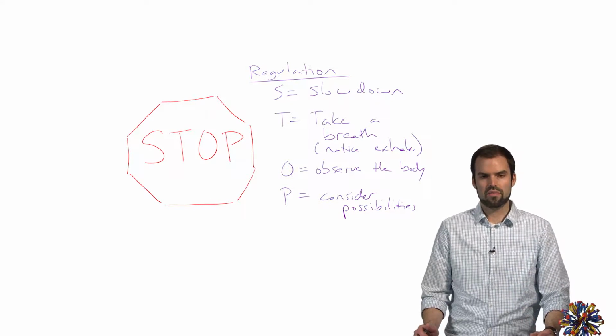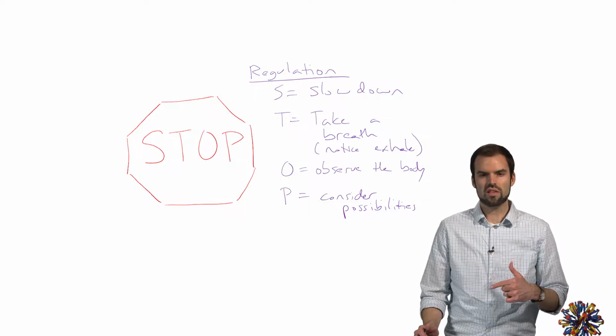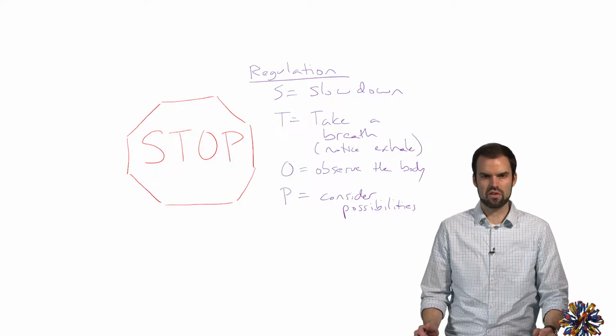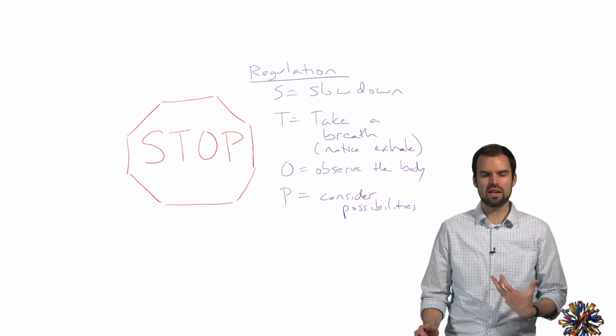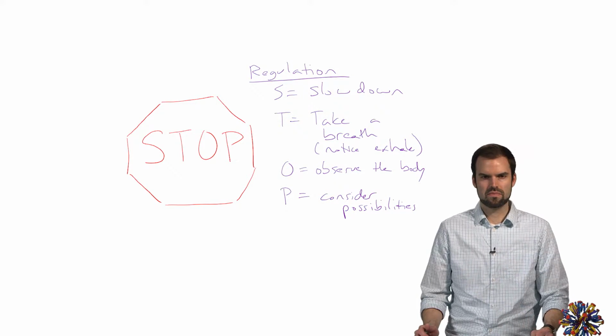Each of the letters on the stop sign stand for a different part of the regulation process. So the S, slow down just a little bit. Take a breath. And in particular, notice the exhale. This helps the physiology. It actually starts to slow us down. It's that parasympathetic branch of the autonomic nervous system. O, observe the body. What's happening in the body? Can you feel the residue of that initial reaction? And actually, by observing it, you're breaking the chain reaction.